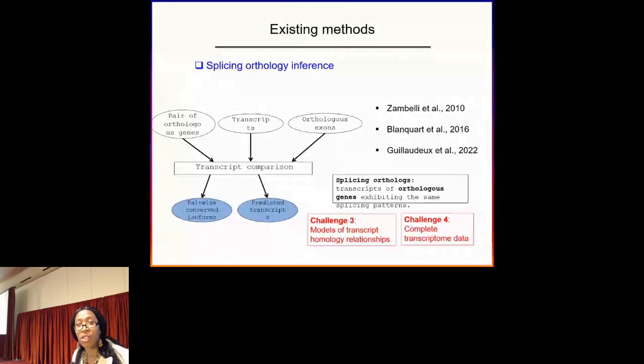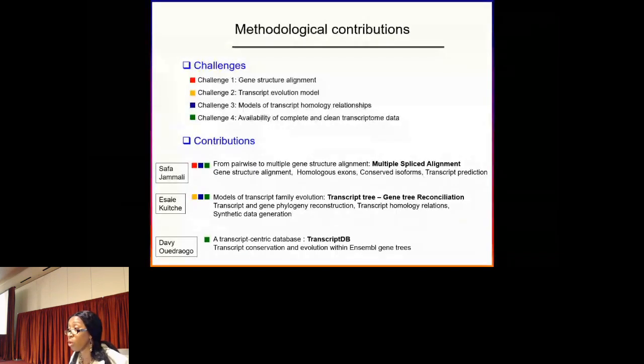And so I have already started talking about the contribution of my group, the Cobius Lab, on this topic. So I recall these four challenges: gene structure alignment, transcript evolution model, model of transcript homology relationships, and availability of complete and clean transcriptome data, and then our contribution to provide solutions to these challenges. So I will present three groups of work that were led by three students in the team.